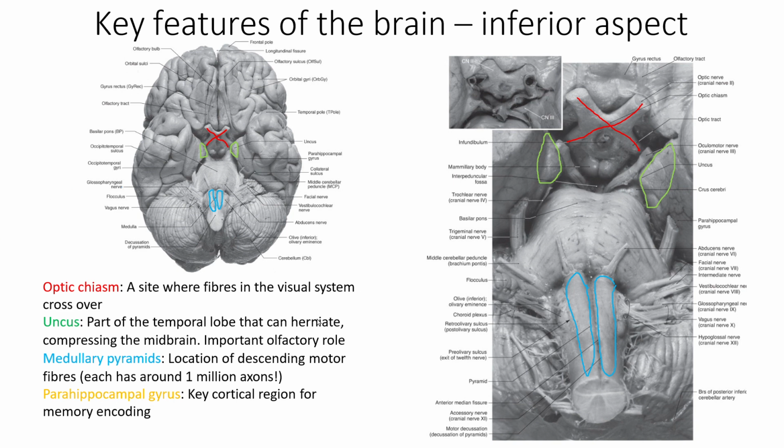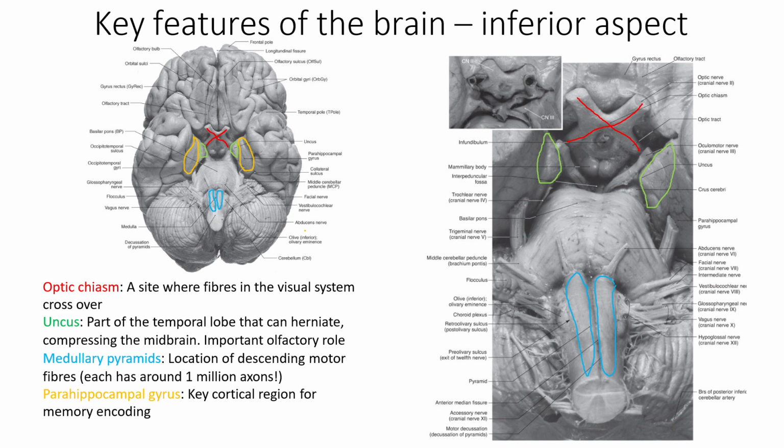Finally, we're going to look at a structure which is very important for memory encoding. And this is the parahippocampal gyrus that we'll indicate in orange. So here is the parahippocampal gyrus. There's one on the left, there's one on the right.